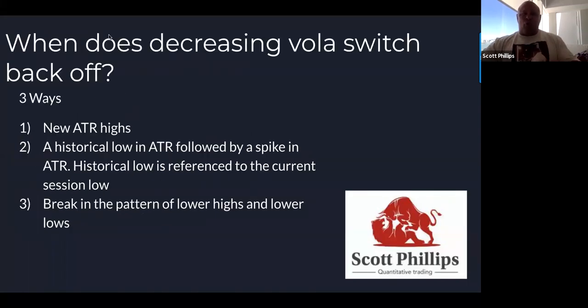So before we go through that, when does decreasing volatility switch off? Three ways. Once it's on, it stays on until it switches off. It switches off, one, with new ATR highs. Number two, it switches off with the historical low in ATR, followed by a spike in ATR. And historical low is in reference to the current session low. So I'll cover some examples of this. And the third way, which is the rarest and most difficult, is a break in the pattern of lower highs and lower lows in ATR. And I'm going to cover that shortly.